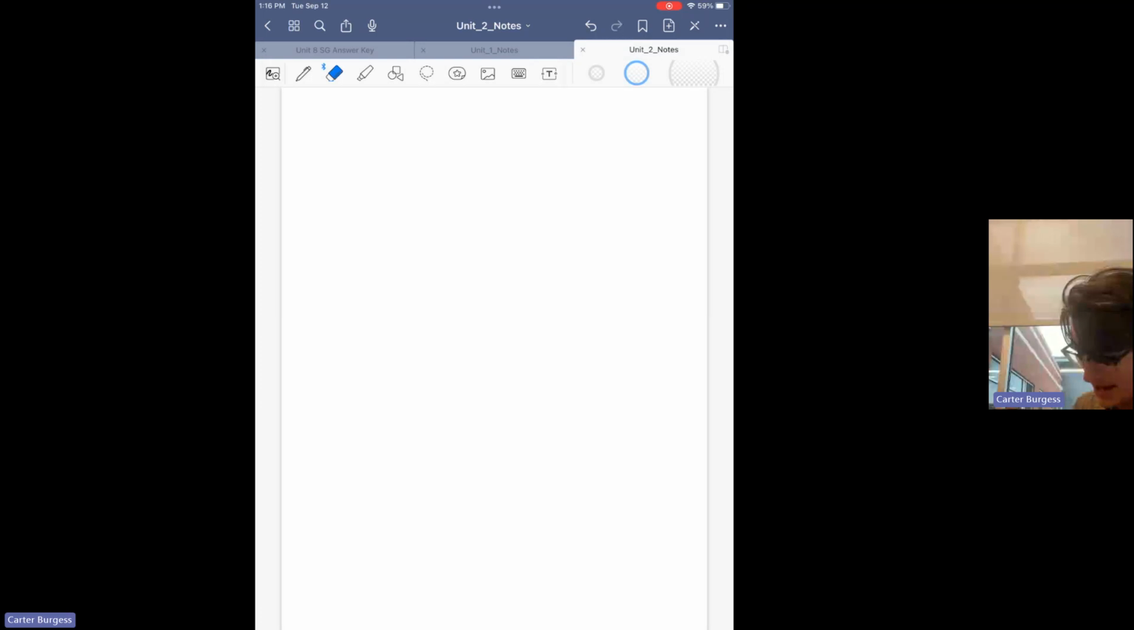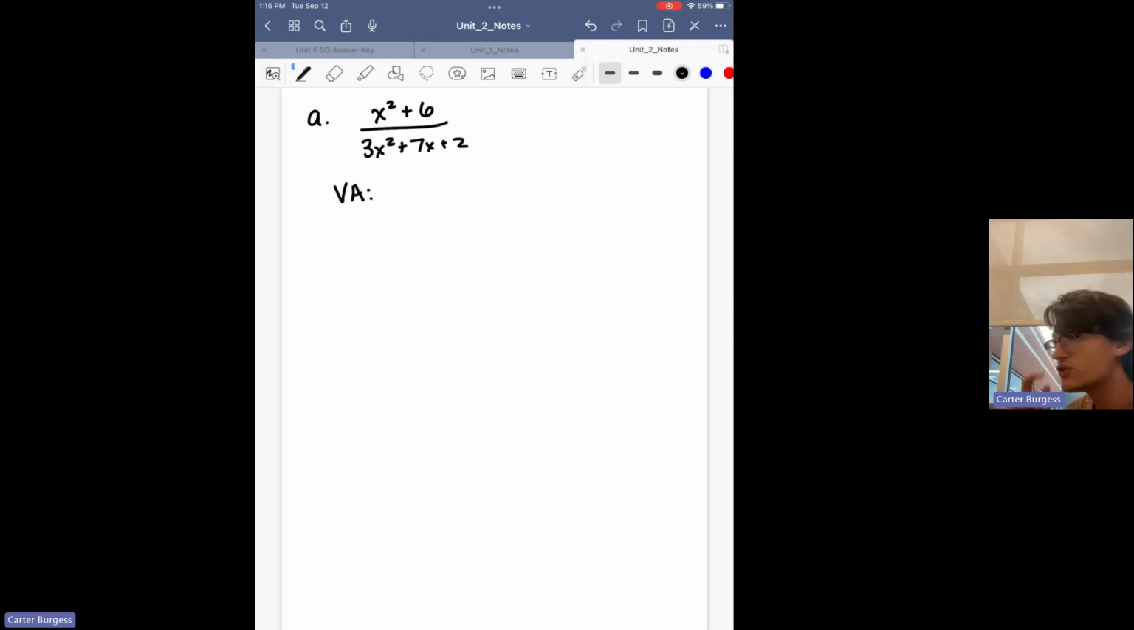For A, we're trying to find the asymptotes of x squared plus 6, all divided by 3x squared plus 7x plus 2. Let's start with the vertical asymptotes. Where do I find my vertical asymptotes? The denominator. What about the denominator? The zeros of the denominator.